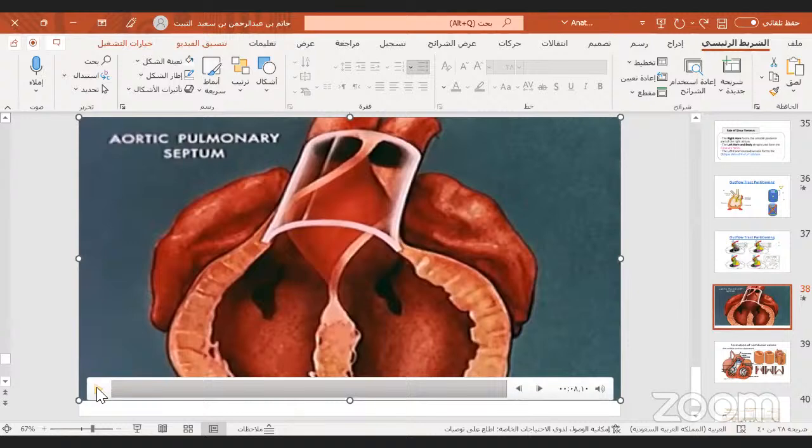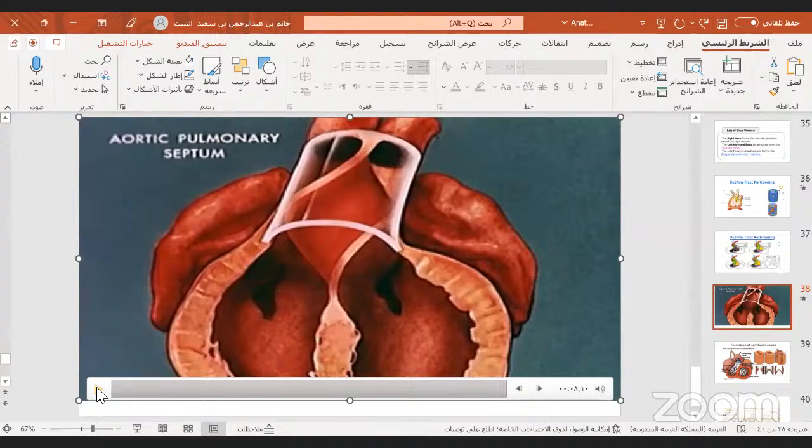There is one common outflow. Right, correct. One common outflow. And specifically, there is one, what below the outflow? One valve, one semilunar valve, whether it's tricuspid or whether it's quadricuspid.